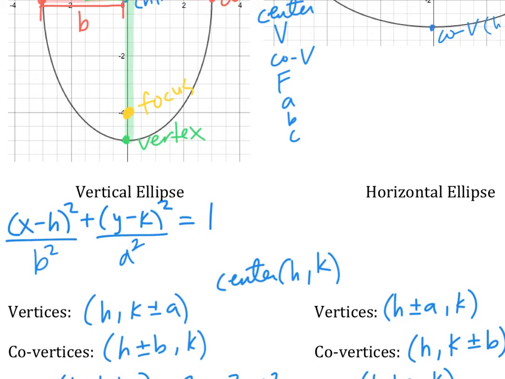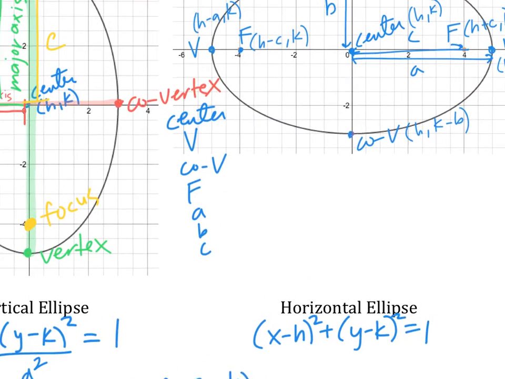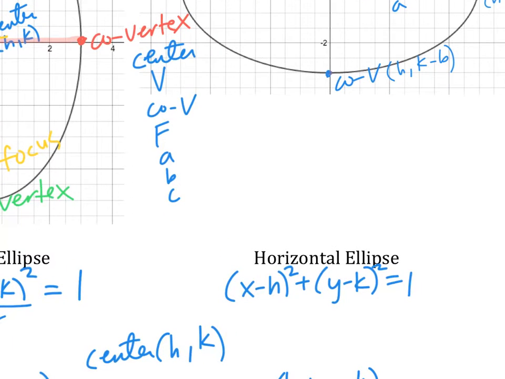Okay, so let's try the one for the horizontal. X minus h squared plus y minus k squared equals 1. So this is just like a circle equation again. For this horizontal ellipse, where does a squared go? Underneath x or underneath y? X. Because it's longer, so a squared goes underneath there. Oh, that's a lot of information. Let's solve a problem now.